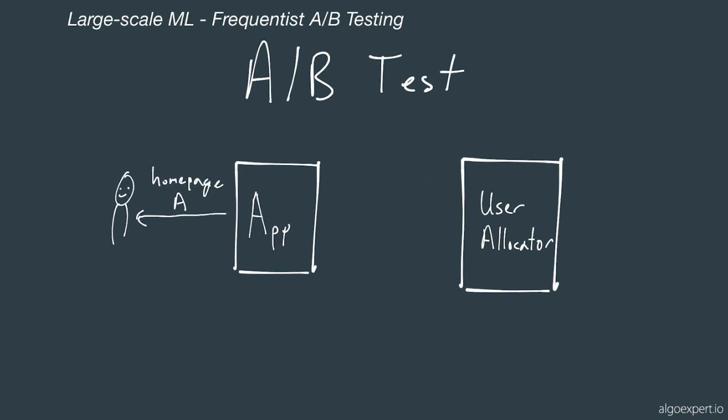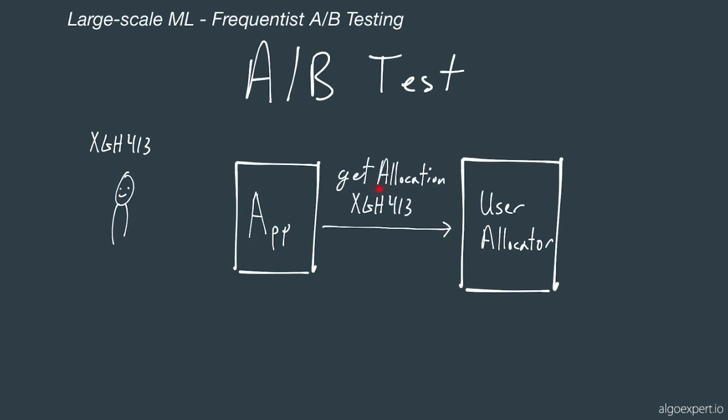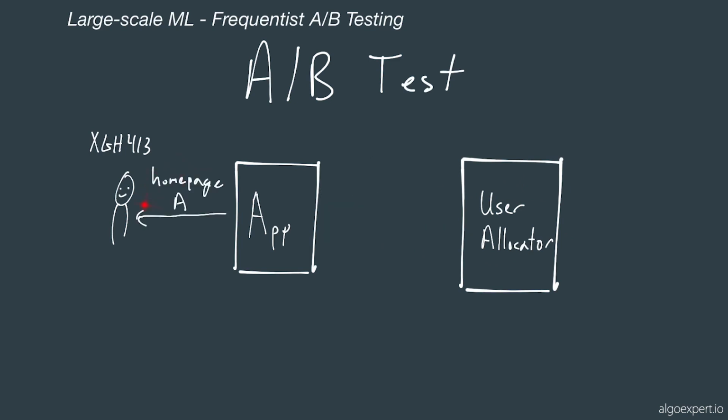Alright, so we return to this user homepage A because they are now in the A group, and we make sure to equip their browser with that cookie. We do that so that the next time they make a request to our app, that browser will send the cookie to our application, and our application will call the allocator with that ID. The ID will be returned along with its allocation. That means that this user will get the same experience that they got last time. If we didn't do this, the user could get a different homepage, and this could cause some confusion.